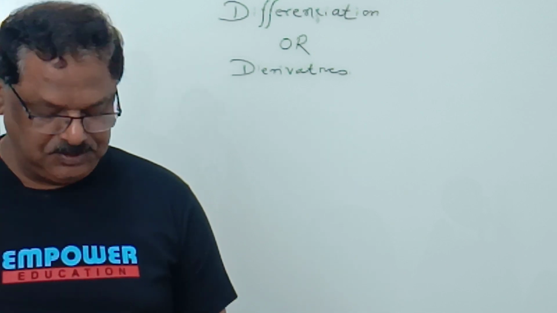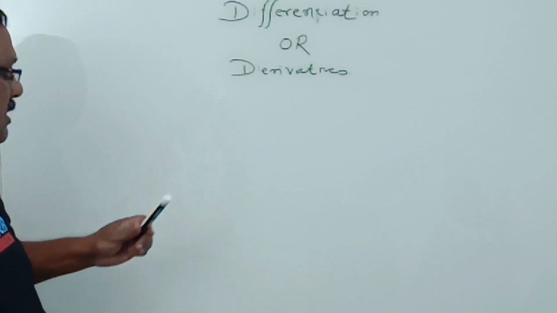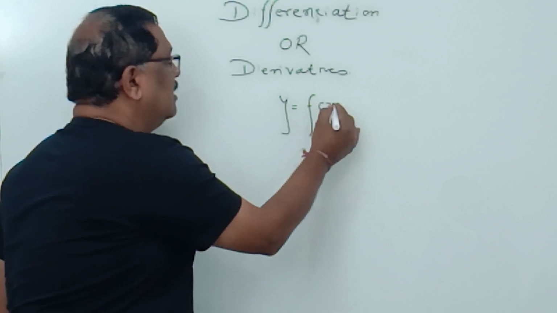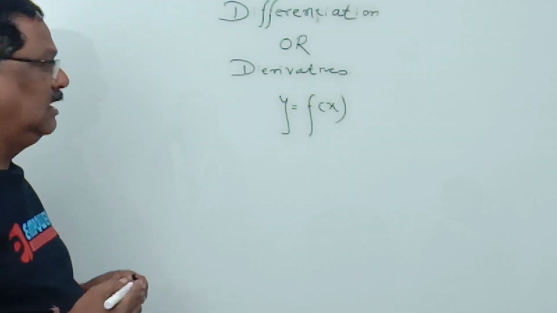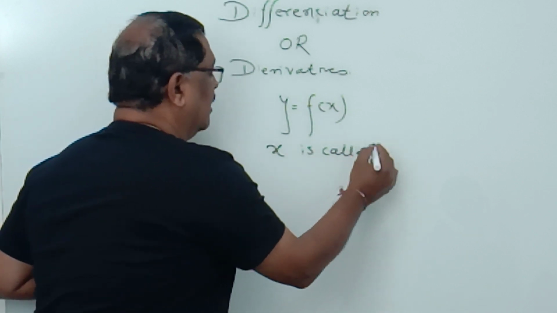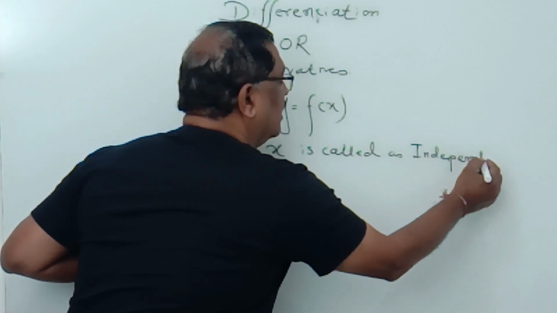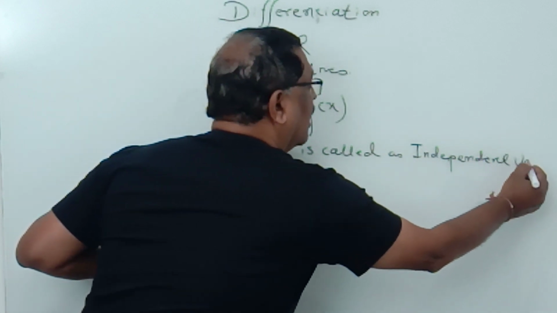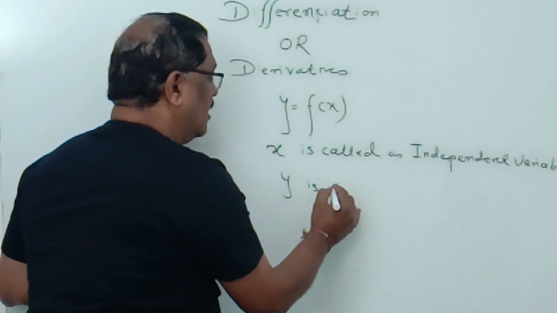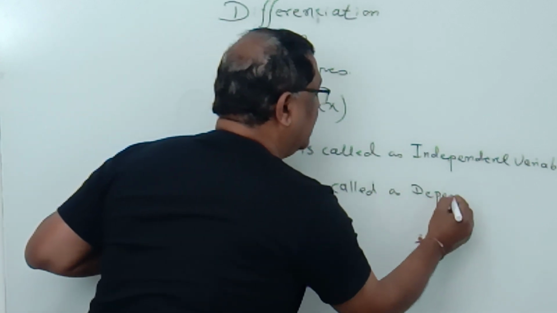Today I am going to introduce you to the topic called differentiation, or derivatives. As you know, y is equal to f of x, that is, y is a function of x. Then x is called the independent variable, and y is called the dependent variable. What does it mean?